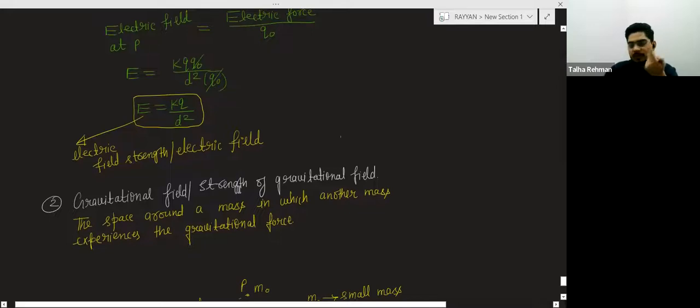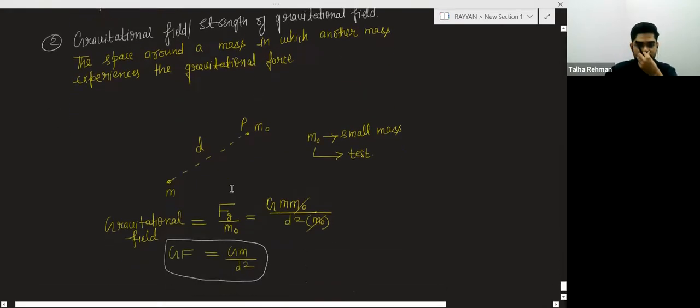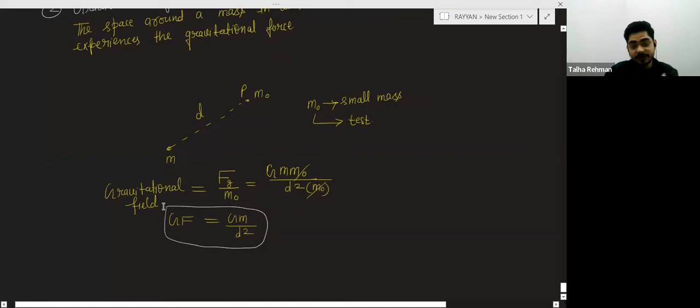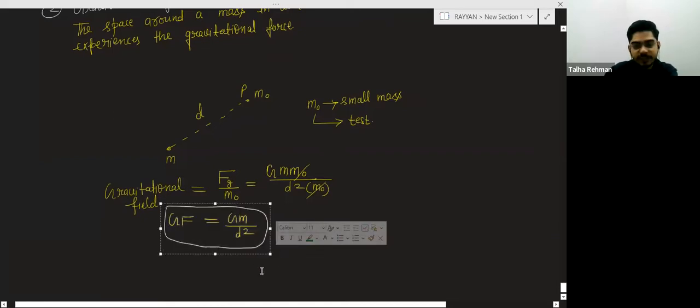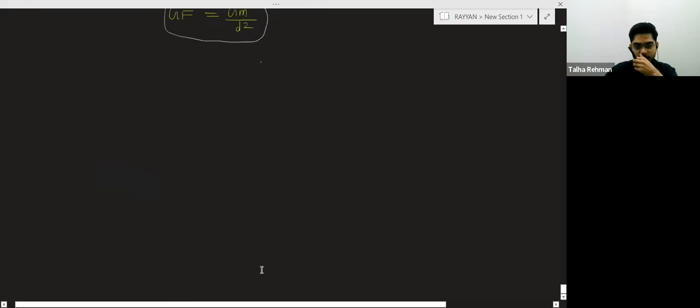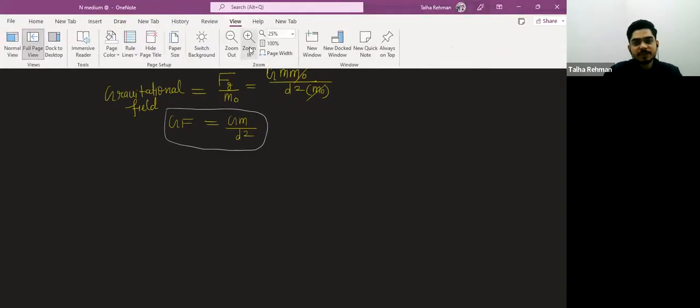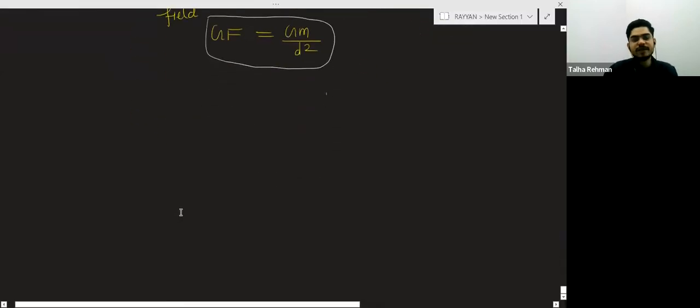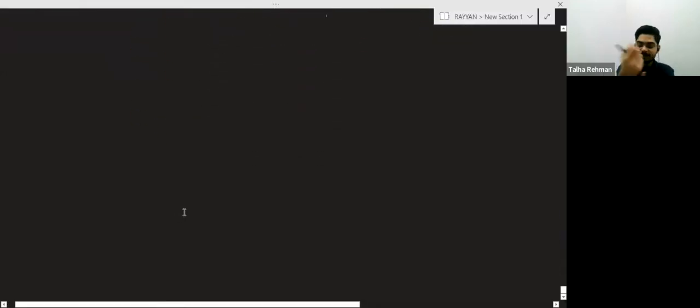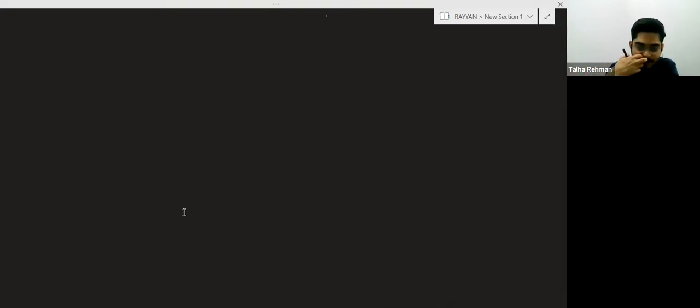Gravitational field, same as that of electric field, you can define the space around a mass in which another mass experiences the gravitational force. So gravitational field is GM divided by d square. So today we will discuss one of the important aspects of the gravitational field and the electric field. Basically we will compare the strength of the gravitational field and the electric field.